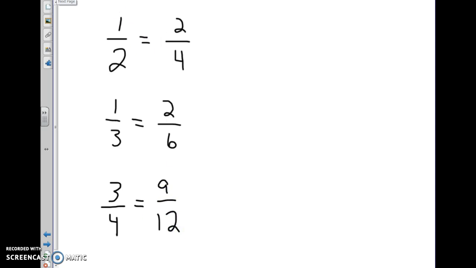So I want you to take a look at those and see if you see any pattern at all, any relationship with these numbers. So we're looking at 1/2 and 2/4. How are these numbers related? Anytime we're looking for a pattern, we want to look at many examples, right? So here we have 1/3 is equal to 2/6. How are these numbers related? And 3/4 and 9/12. How are these numbers related? Okay, so think about that. Any connections at all that you can make.